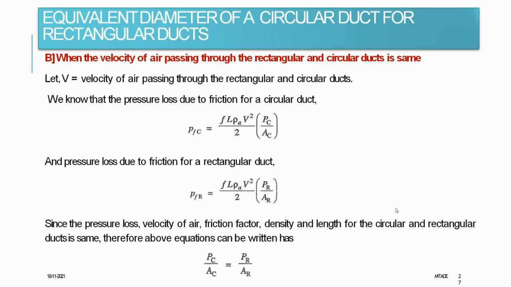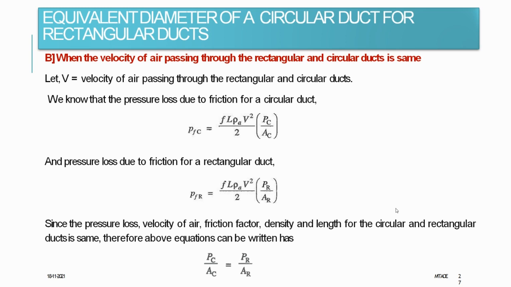Now our second case is when the velocity of air passing through the rectangular and circular duct is the same. In the previous case, the quantity of air was the same, and in this case, V is the same. In the previous case, we took V1 and V2. Now we will take simply V, and the quantity will differ. We know that the pressure loss due to friction for the circular duct, PFC, is equal to FL rho A V square upon 2.